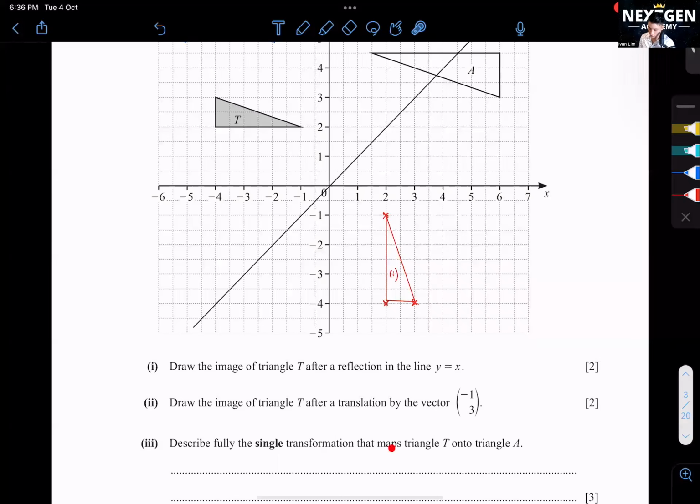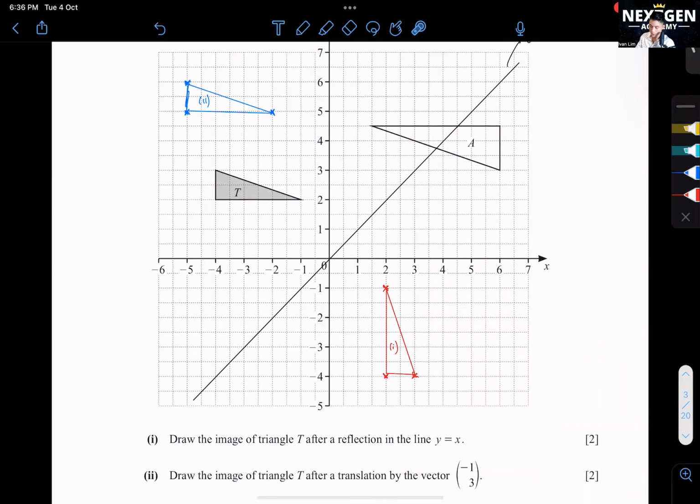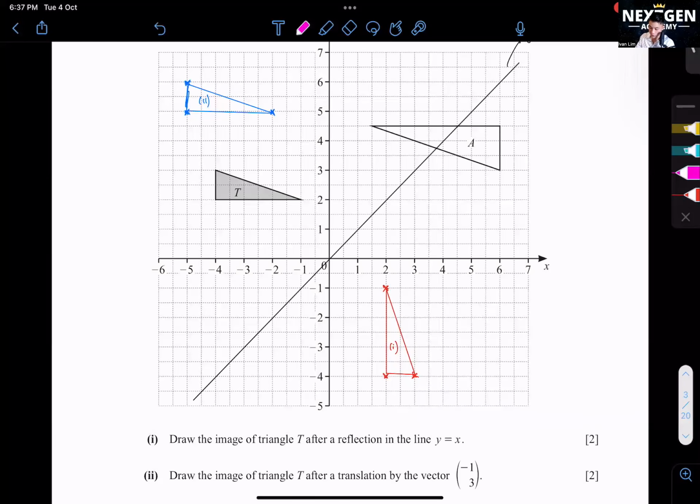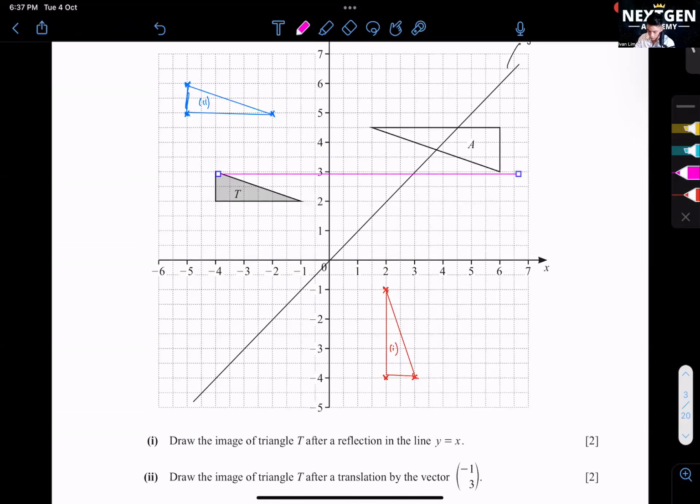Describe fully the single transformation that maps triangle T onto triangle A. So you all see T to A, right? You all should generally know what this is already. We only want one description. So this is actually an enlargement. You see it became bigger, right? But you see it's inverted. If inverted, you need to remember that your scale factor will be negative. There are 3 marks to it. You all go and see back the video, how to get your 3 marks.